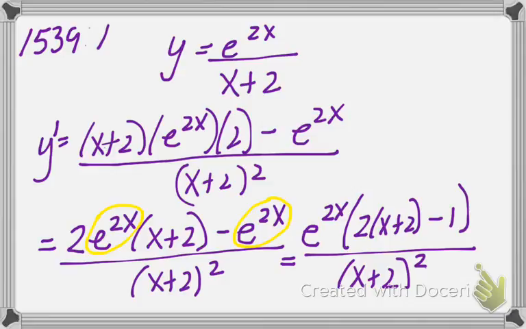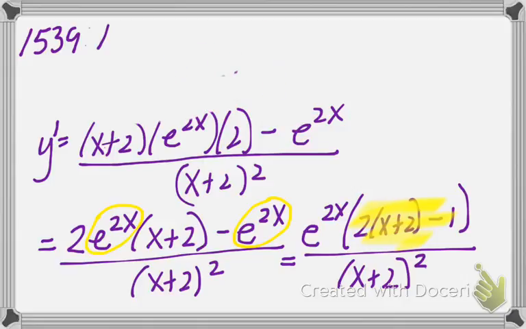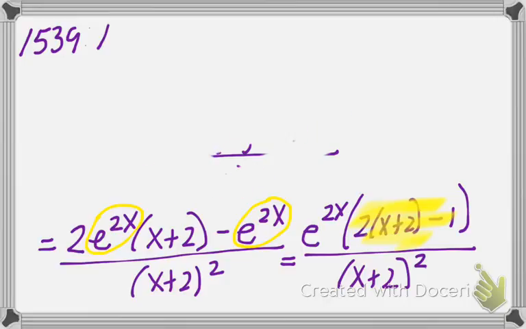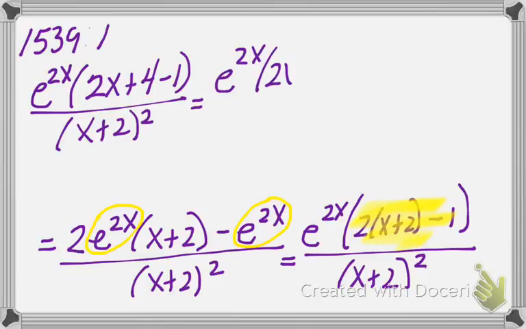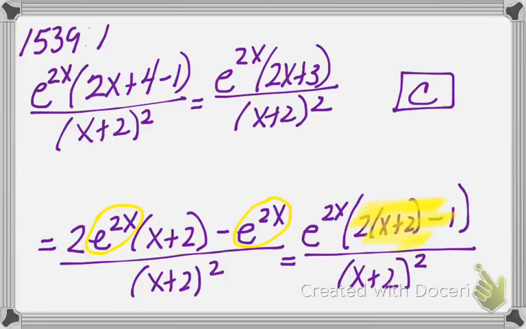Okay, but that's not a choice. So next what we'll do is we'll simplify this part right here. Okay, so I'm just going to make some room up here. Okay, so we still have the e to the 2x. And then inside the parentheses, if you distribute that 2, you get 2x plus 4. Denominator stays the same. Okay, keep simplifying. And that was choice C.